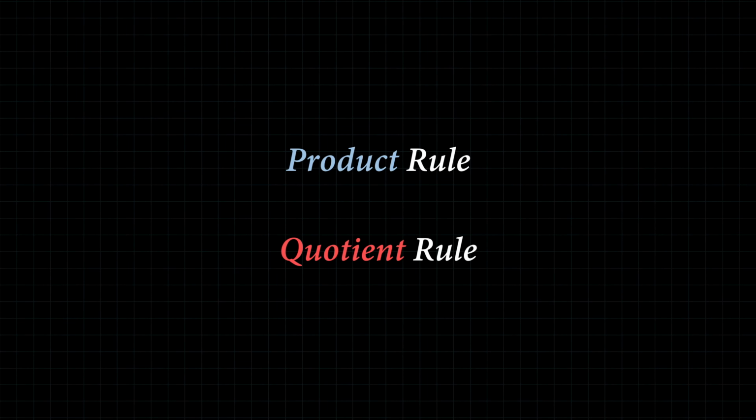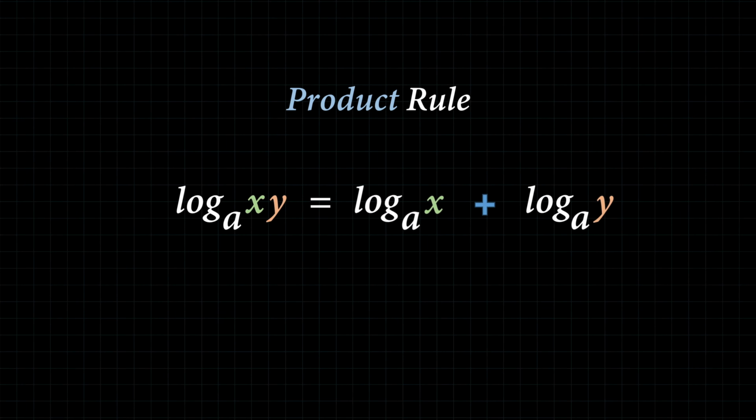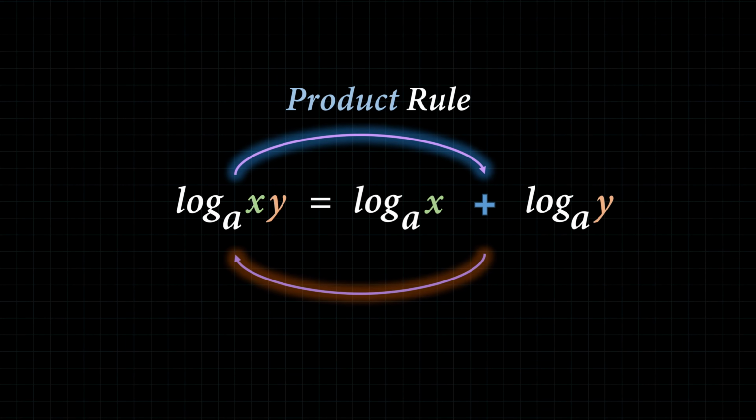Like I said before, I prefer to think of those two as one rule, but for the sake of technicality, let's take a look at them individually, starting with the product rule. The product rule states that if you have a log base a of an argument that's xy, then we can expand it into two logs, one being log base a of x plus log base a of y. And like all log rules, but especially important for product and quotient rules, we can go both ways.